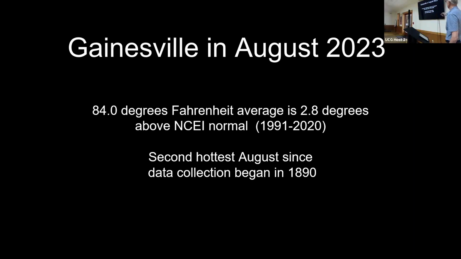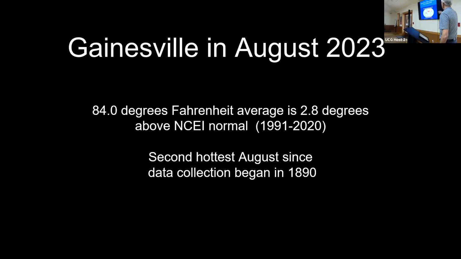And so what they told me was for the month of August, we were 2.8 degrees above the National Centers for Environmental Information normal for a 30-year period, 1991 to 2020. And this is comparing all the data from 1890. That's when Climate Central was able to get accurate data on Gainesville. We didn't go back to 1851. And there are some European countries that go back into the 1700s.